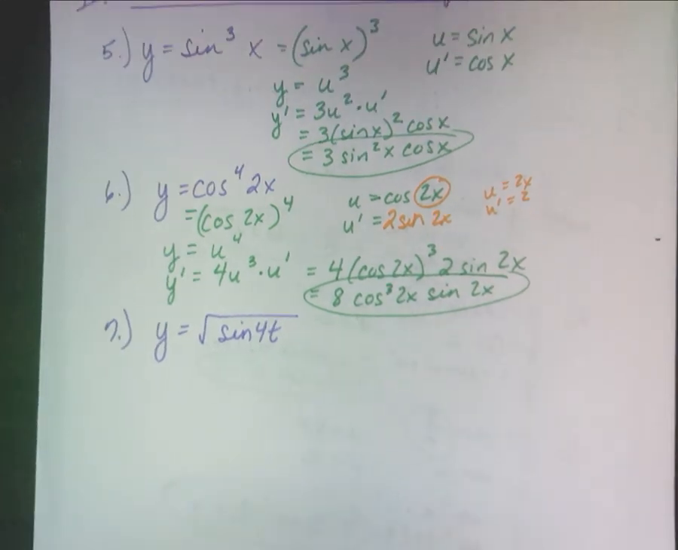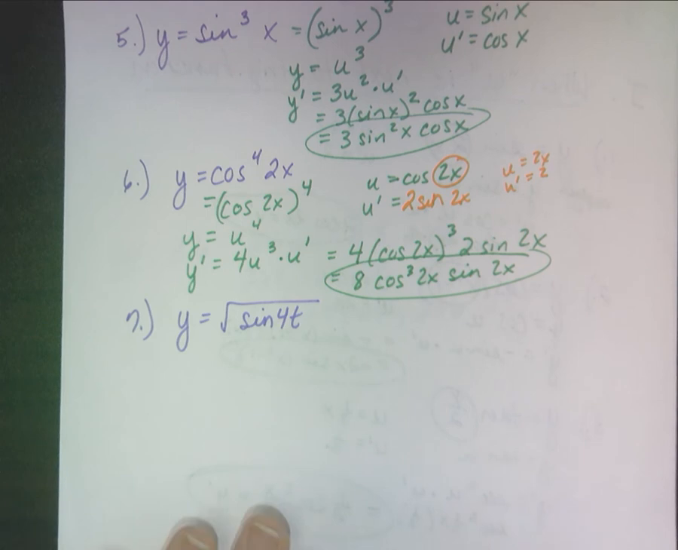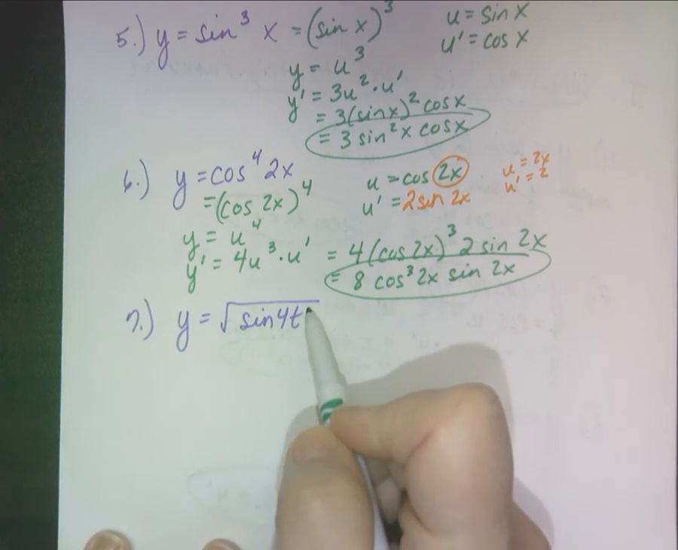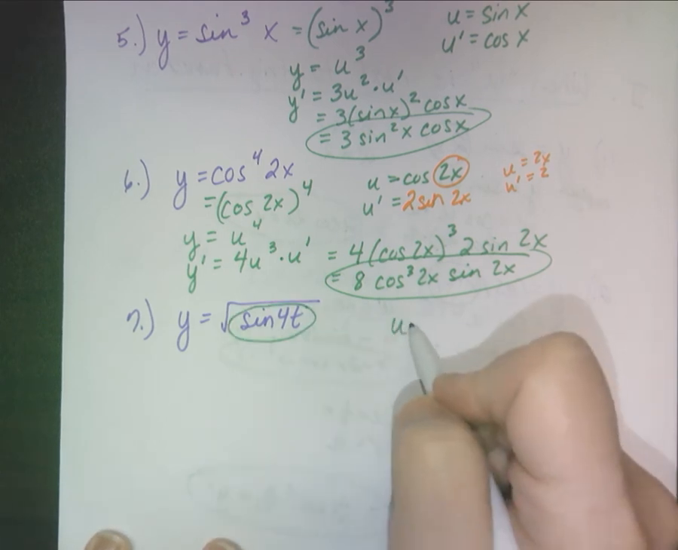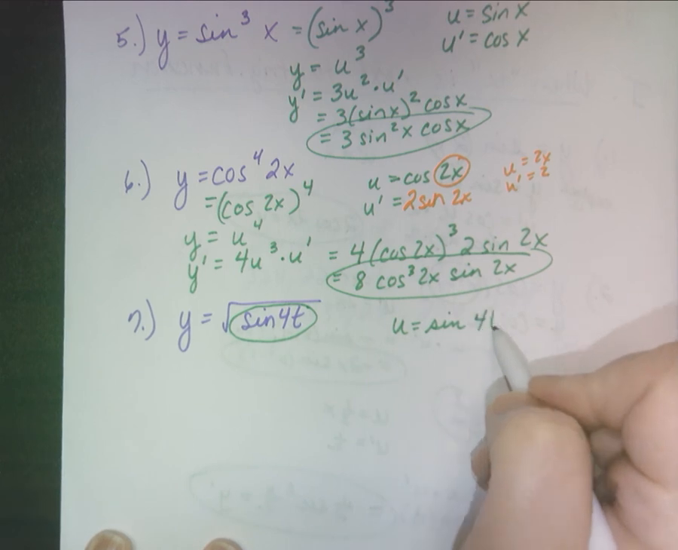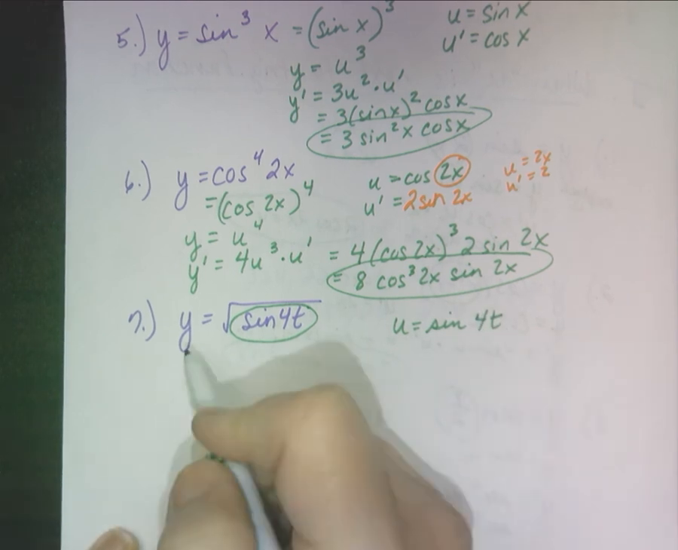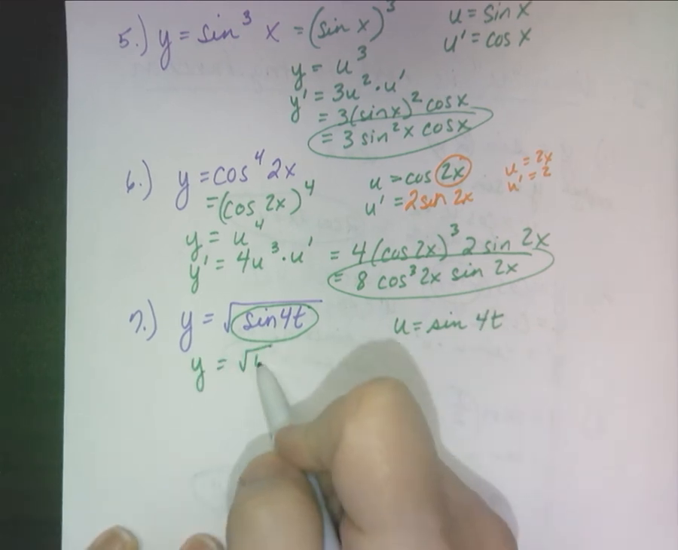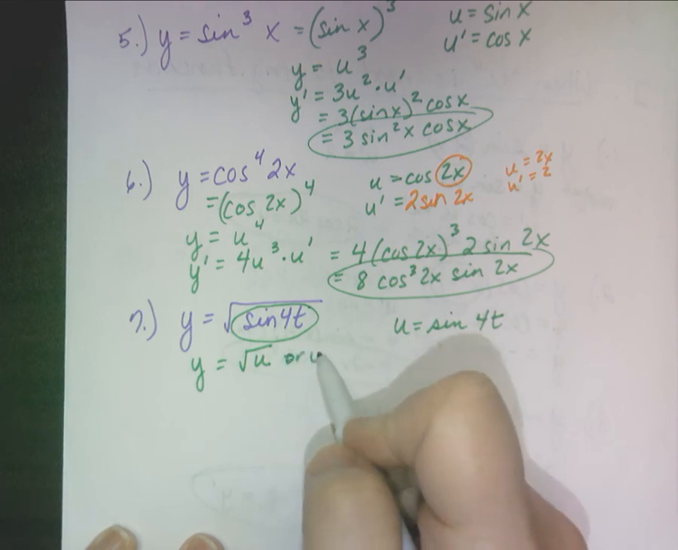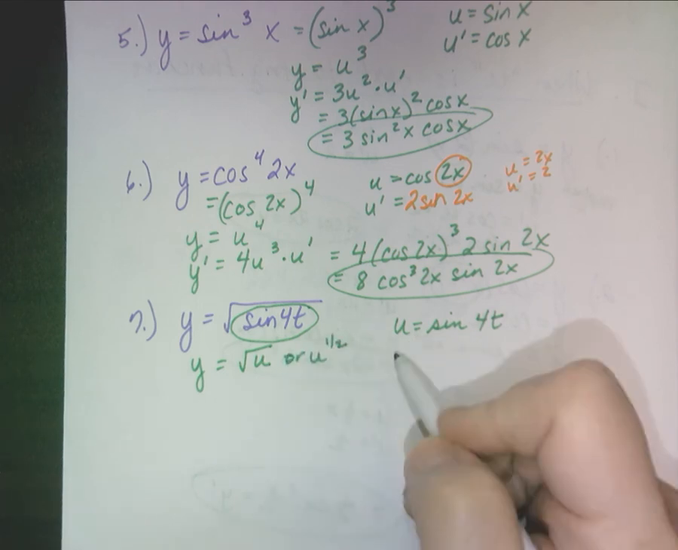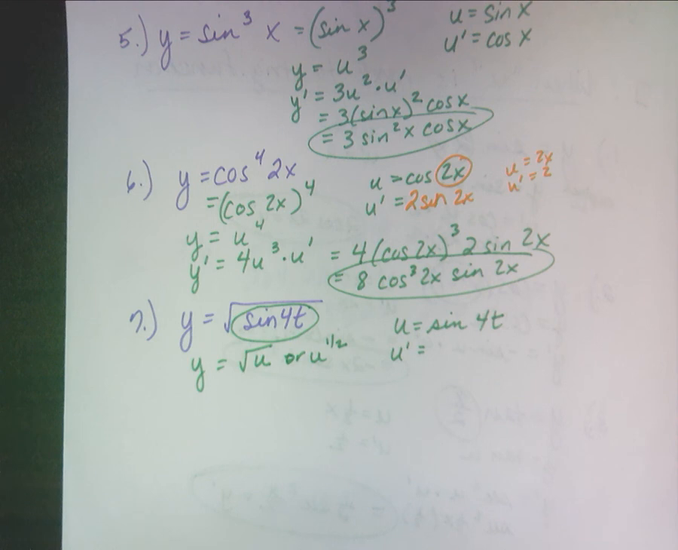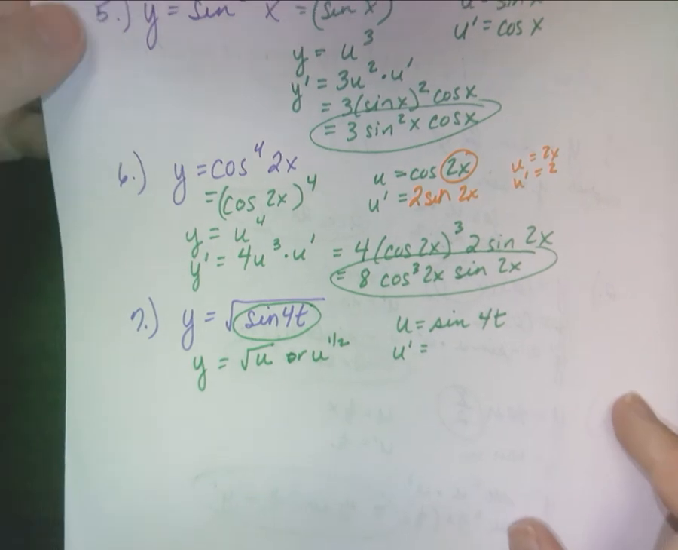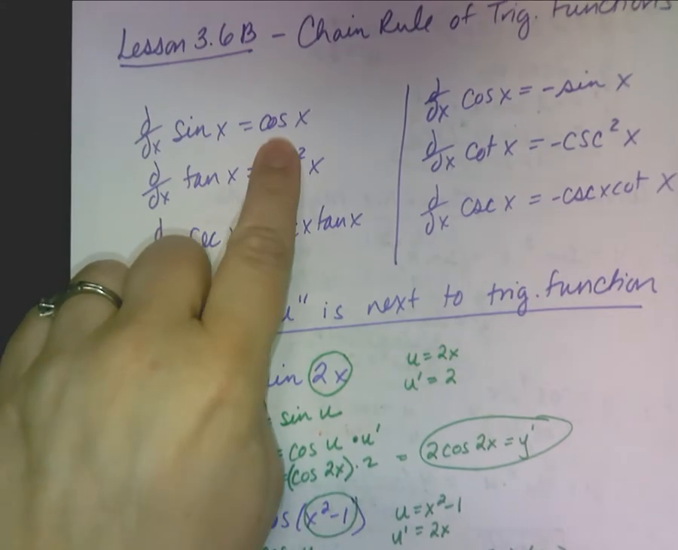All right, 2 more problems. So what's my u here? This would be my u, sine of 4t. So if I were to rewrite this, this would be the square root of u, or u to the 1/2. What would be the chain of sine 4t? What would be the chain? It would be cosine 4t.